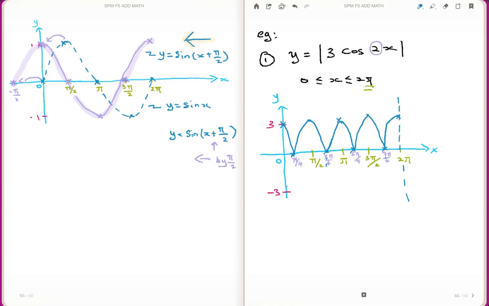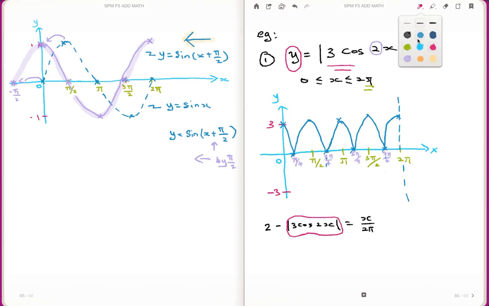Then the next part of the question says: use the same graph, find out the number of solutions for the equation 2 minus modulus 3 cos 2x equals x over 2 pi for the same range. So don't be surprised and don't panic, because they are all the same question. They are related. Why? Because this part here is what you have done earlier, and they told you it's equal to y.